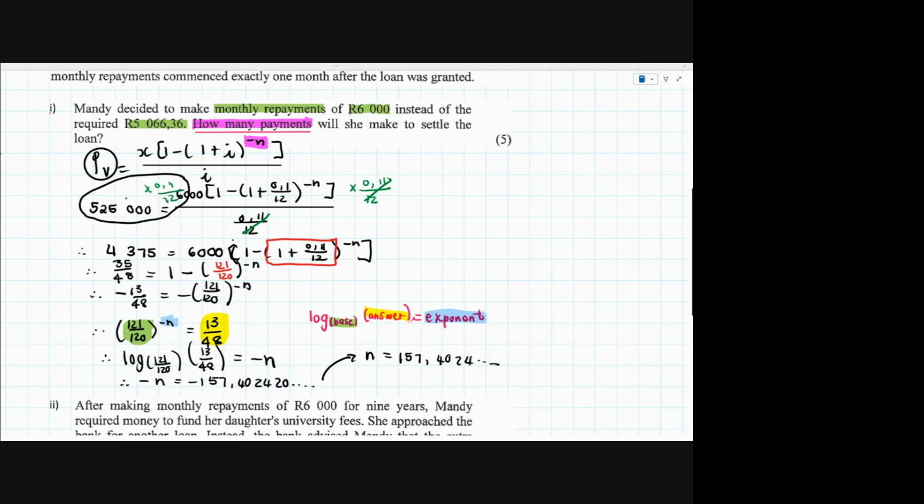Ma'am, I got a different answer for n. I'm not sure how. What did you get? I got 9,761, like a long decimal. Did you type in the same expression here? Yes, ma'am. I typed in log and then the base with the answer.